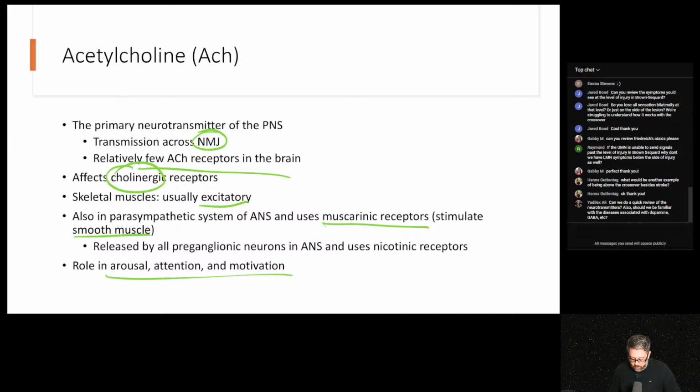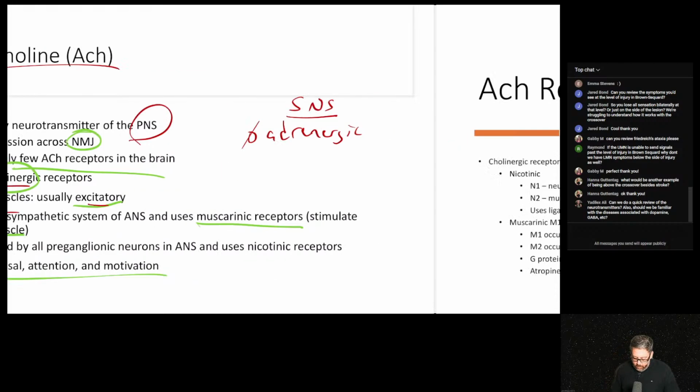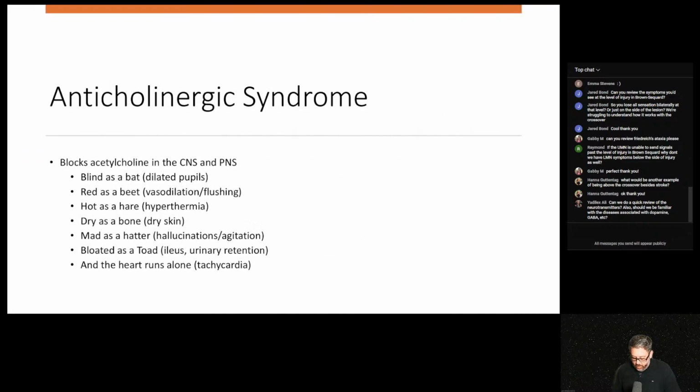Again, primary neurotransmitter of the peripheral nervous system is your acetylcholine. Obviously, we know cholinergic receptors, not the adrenergic. Those are sympathetic. Skeletal muscles, usually excitatory. You don't need to know those things. I would know that. Anticholinergic syndrome. So kind of remember what the symptoms are.